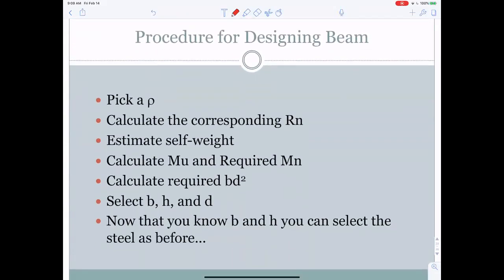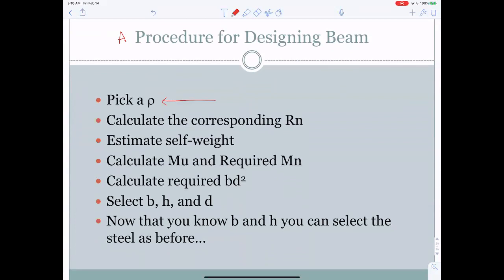So here's a procedure. We're going to pick a rho. This is a procedure for designing a beam, not the procedure. There are many ways to do this. This is how I'm teaching my class how to do it. We're gonna pick the percentage of steel, as I just said. We're gonna pick practical or max or something like that.